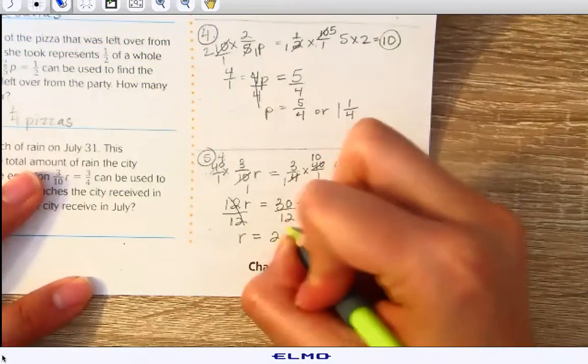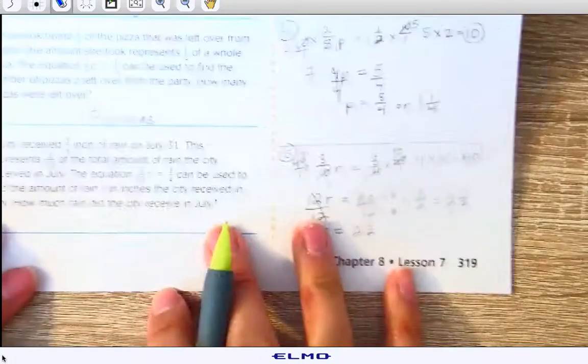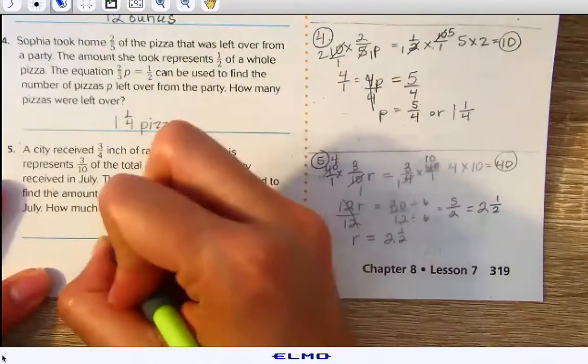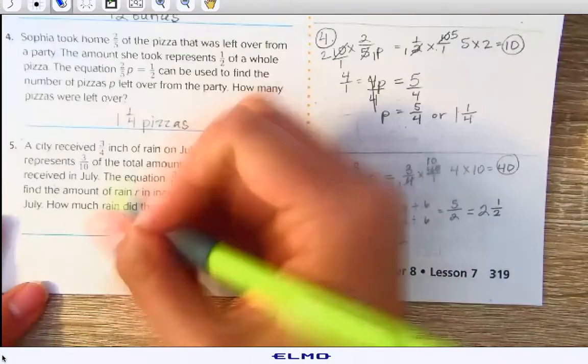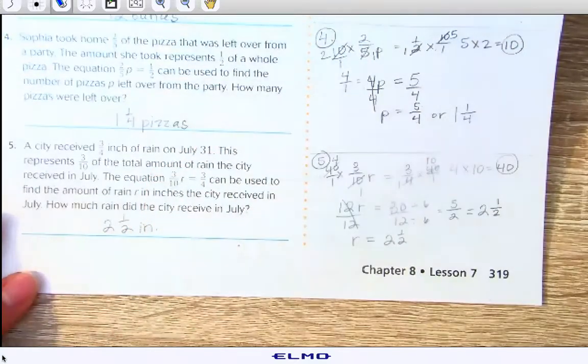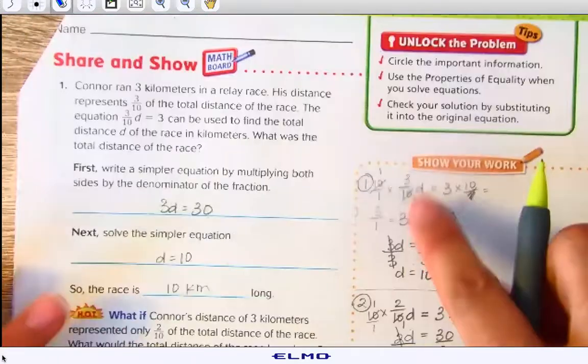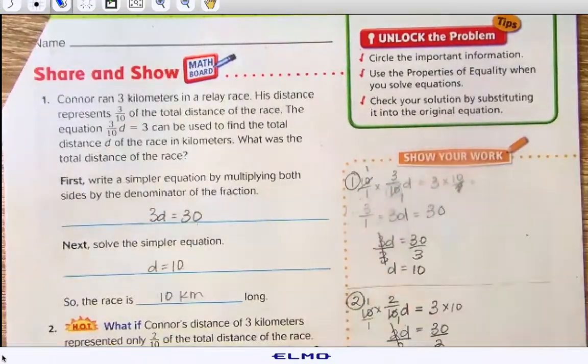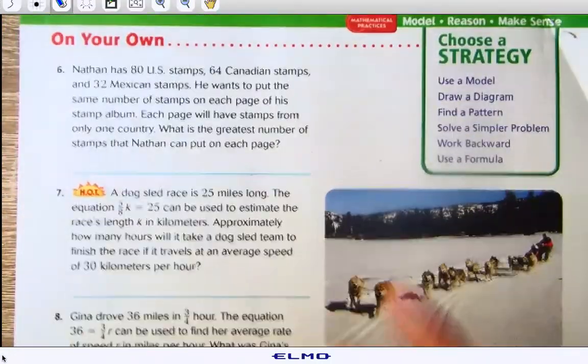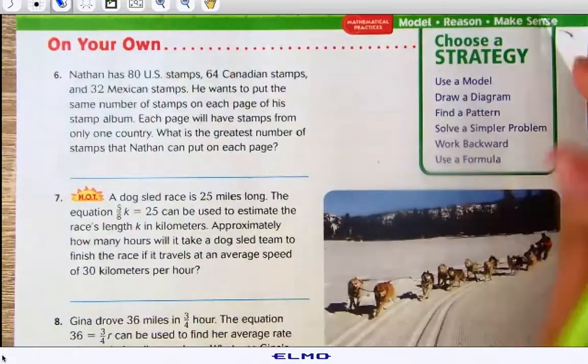So r should equal 2 1/2. How much rain did the city receive in July? 2 1/2 inches. All right, so now that we've gone over some practice, you should have your notes in the Show Your Work box, and now you're going to try the On Your Own page on your own. If you need help, refer to the answer key, but try it on your own first.